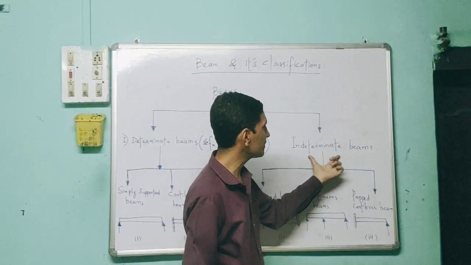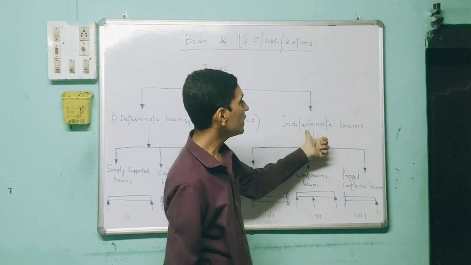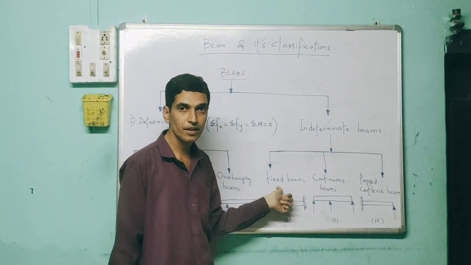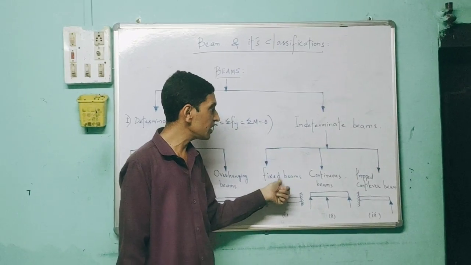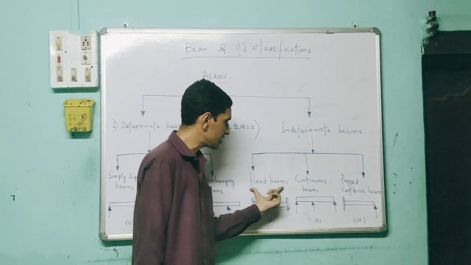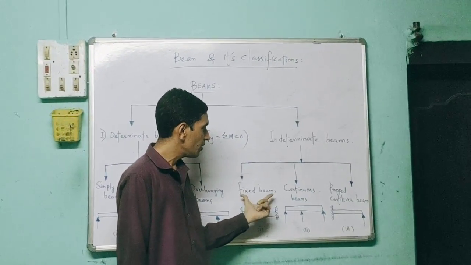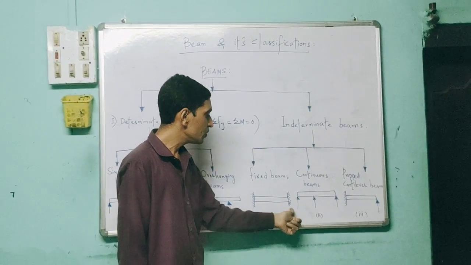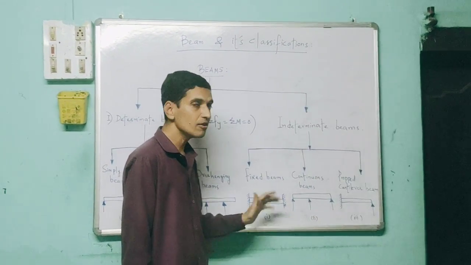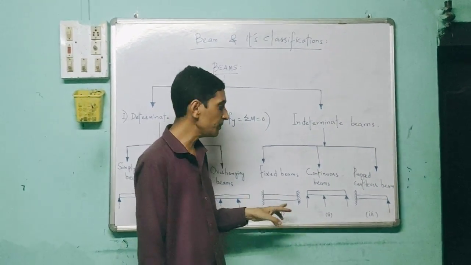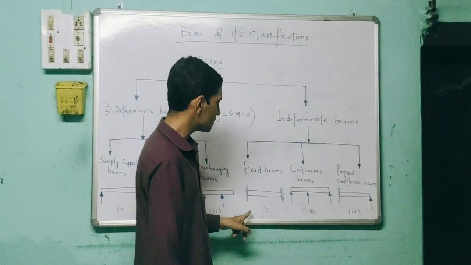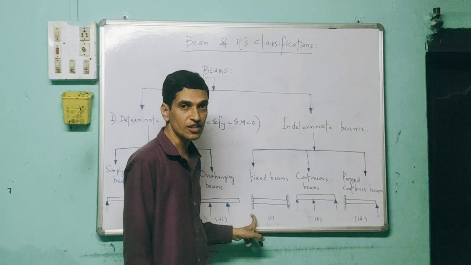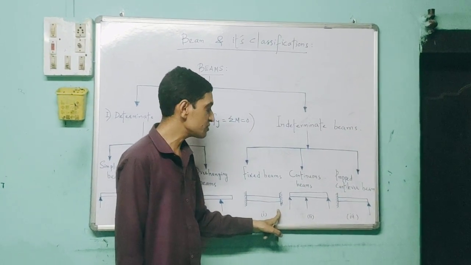Now coming to the examples, what are the beams coming under indeterminate type of beams? The first one is the fixed beam. The name itself indicates it. When both the ends of the beam are provided with fixed ends, then those beams are called fixed beams. The definition is very simple. Fixed beams are the beams which have both the ends fixed.